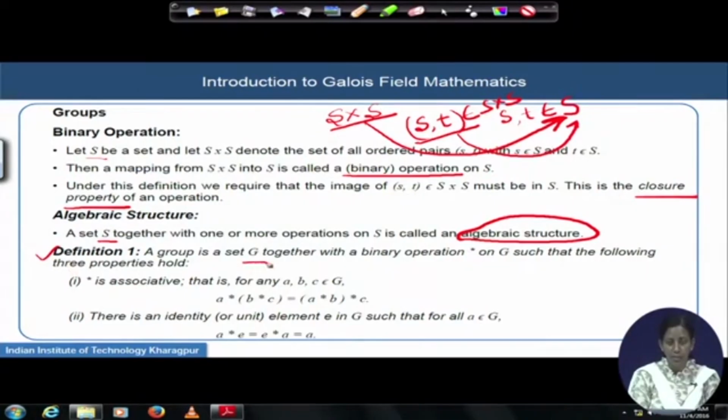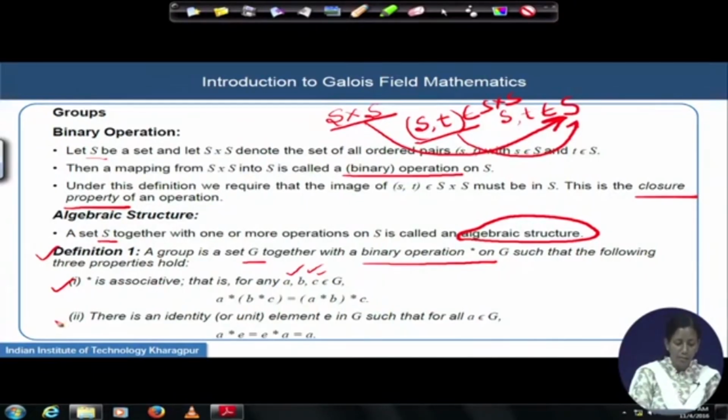We can now set the definition of this group. A group is a set G together with an operation, symbolized as star, and the star operated on G will form a group if and only if the following three properties hold good. Property number 1: the binary operator star should be associative. That is, suppose I have three elements A, B, C which belong to G. For them, if I operate B with C, B star C, then A star (B star C) should be equivalent to (A star B) star C.